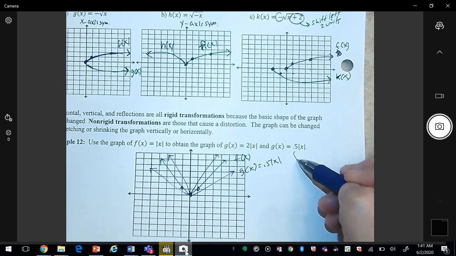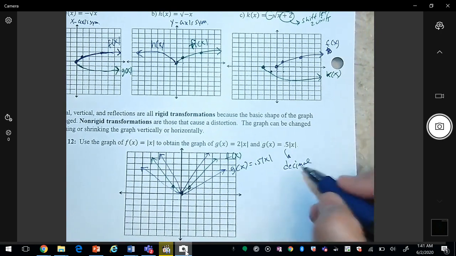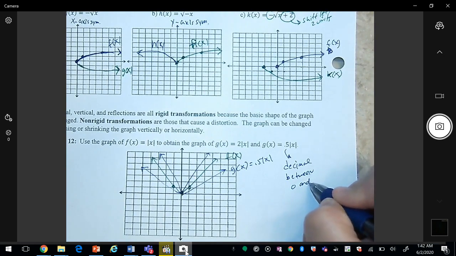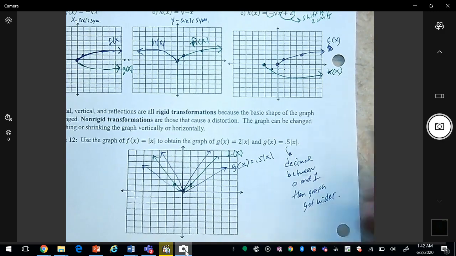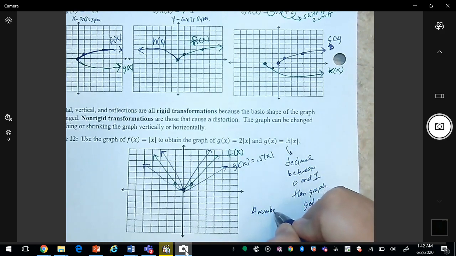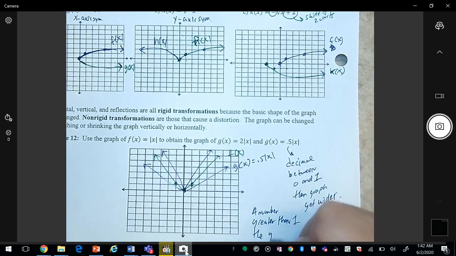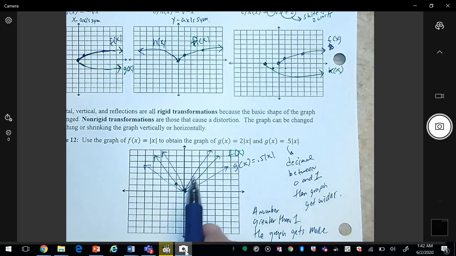So if you have a decimal, any number between 0 and 1, then the graph gets wider. Okay, if you have a number greater than 1, the graph gets more narrow. In other words, it gets skinnier, it's folding in.